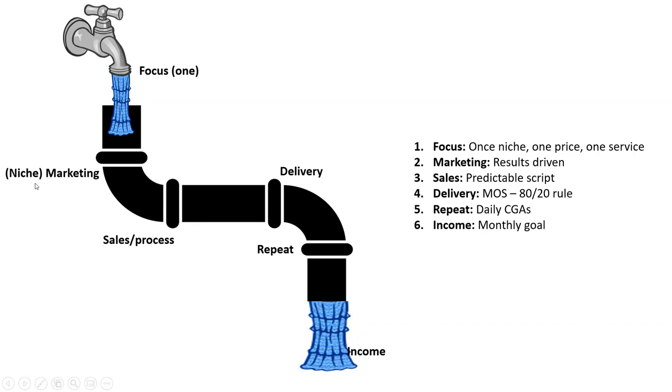The next department, we're going to look at your niche marketing. Next department after that is sales and processes. After that is the delivery, repetition, and also income. Now, like I said, if one of these things is off, let's say there's a small hole in the pipe. Let's say there's a small hole in the pipe at the sales process. You just suck at sales.